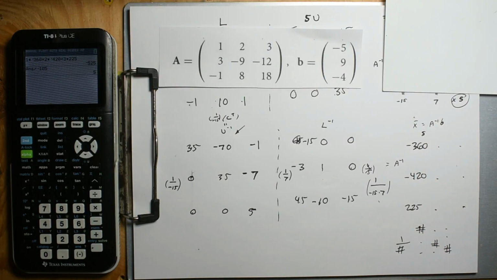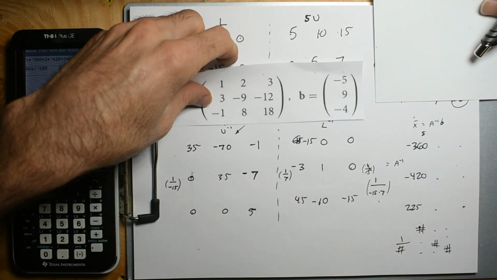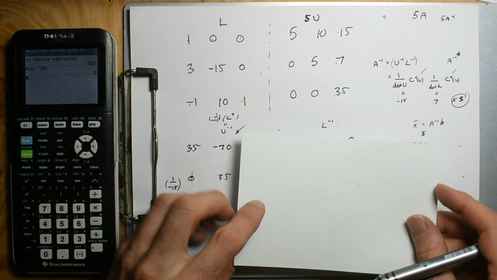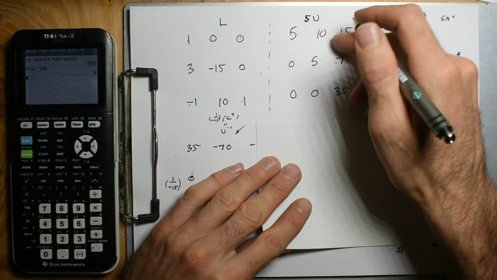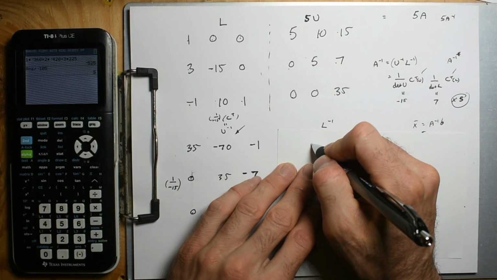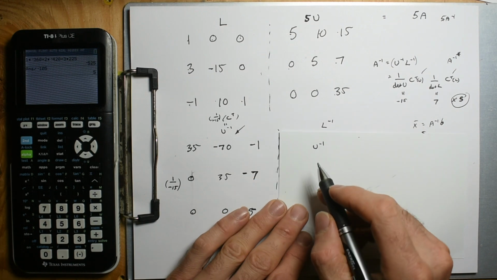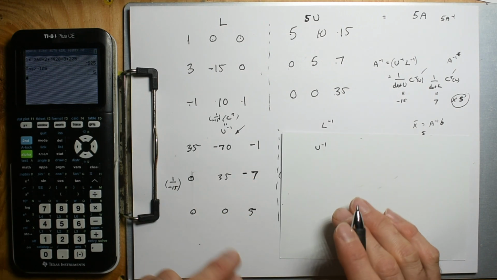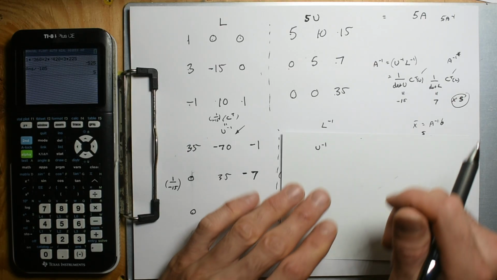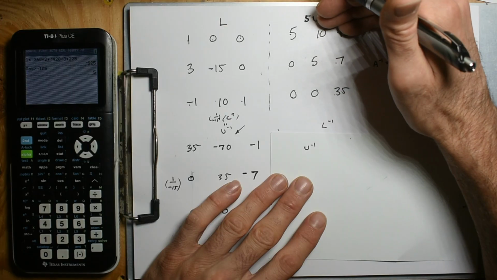Okay, so now this is good, because it's like, where can we do the double checks? We're saying that the inverse of the upper is going to be, well, we said the upper times 5 was this.